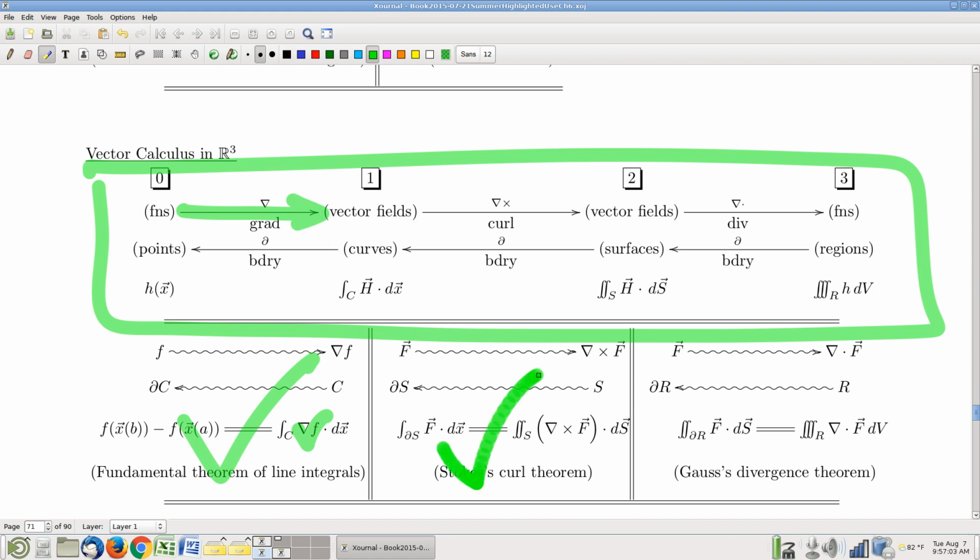There is a theorem here. Stokes' curl theorem comes from the curl operator, and there is a Gauss's divergence theorem, we call it, that comes from the divergence operator. So, done. Some feeling of satisfaction and completeness that comes from getting to this point. Okay. All right.